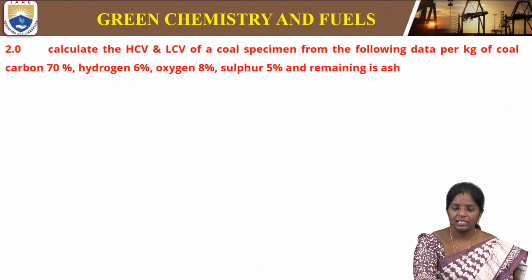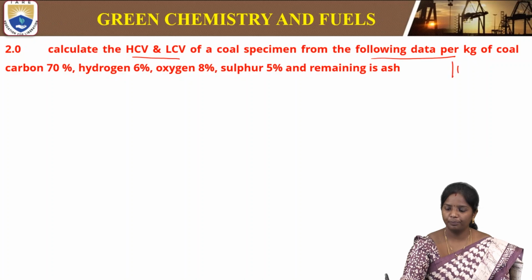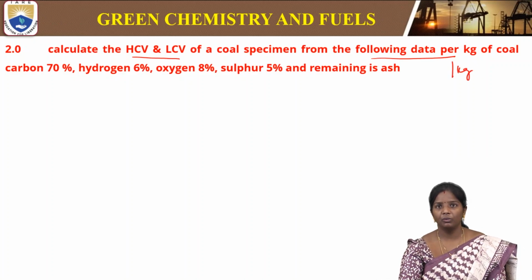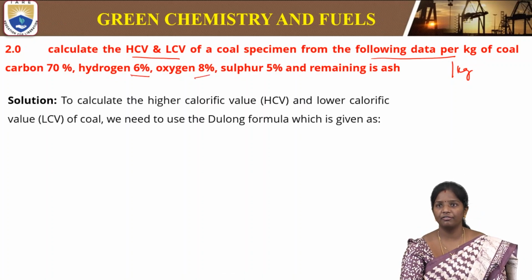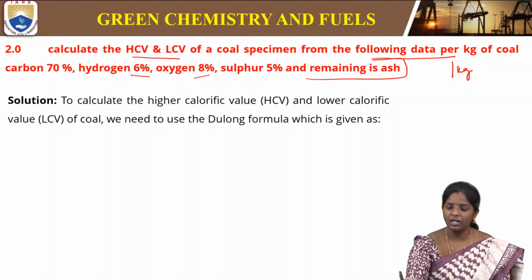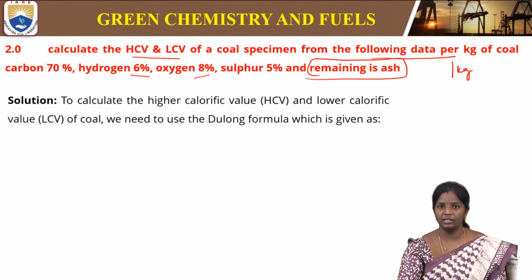Next, calculate the HCV and LCV of a coal specimen from the following data per kg of coal. Per kg, they have given percentages: carbon is 70%, hydrogen is 6%, oxygen is 8%, sulfur is 5%, and the remaining is ash. Whatever is remaining is ash and makes no contribution to the heat or energy that is liberated, so we do not consider it.